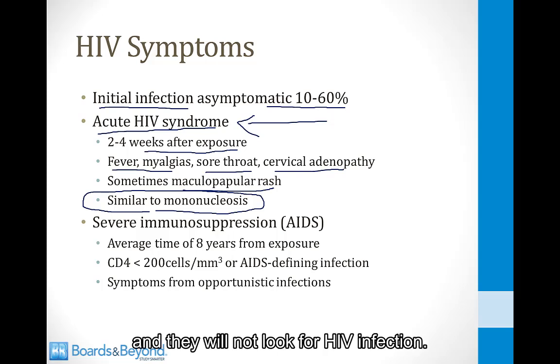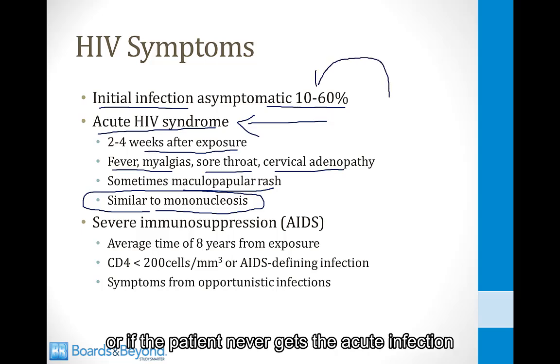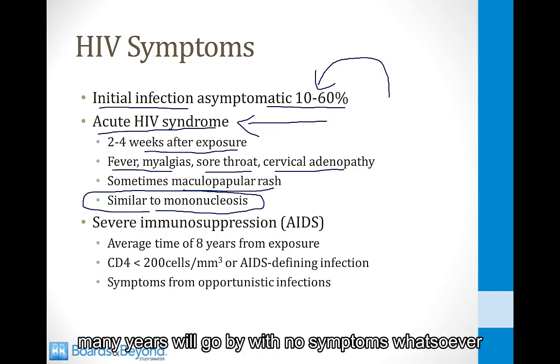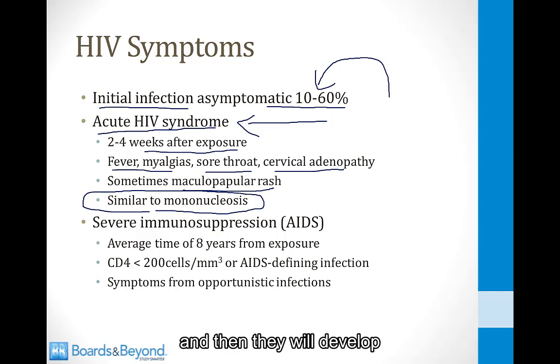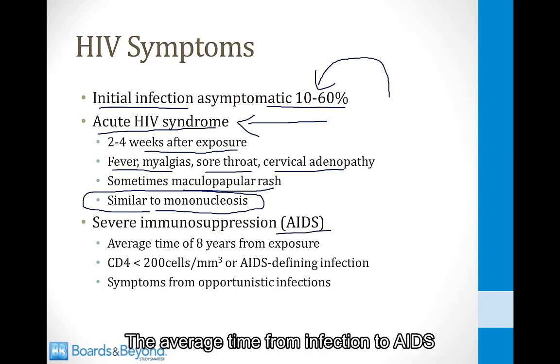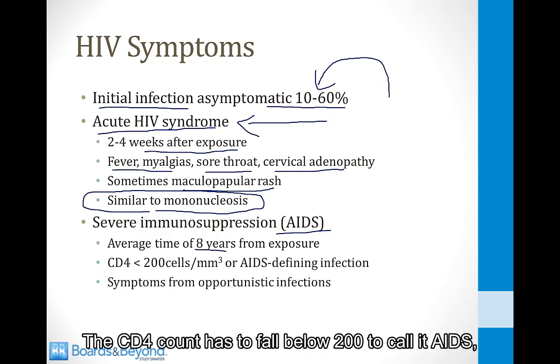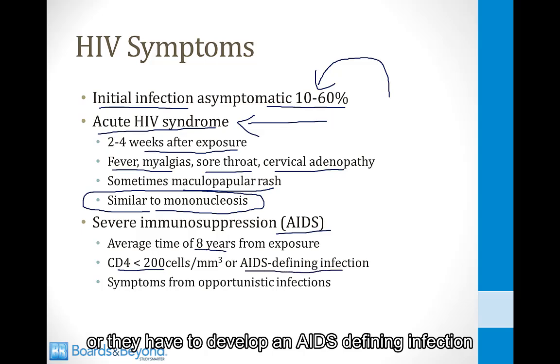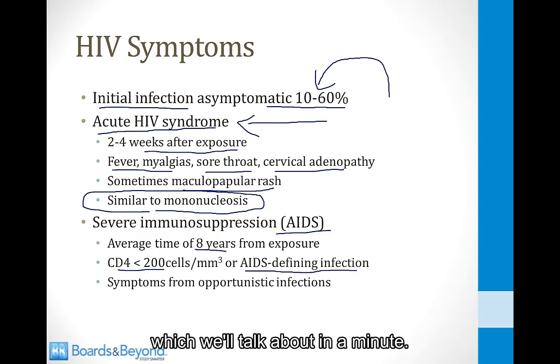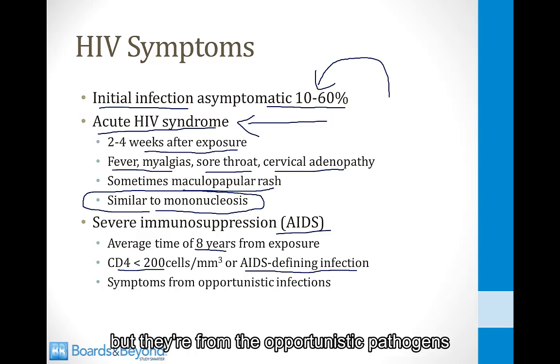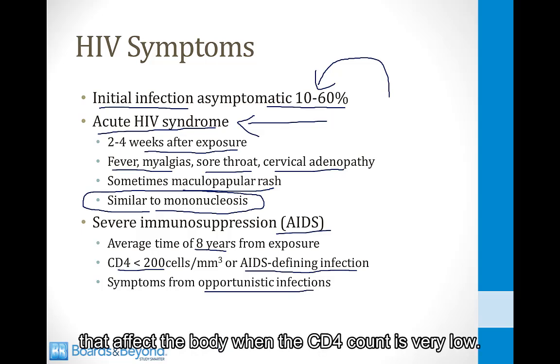for HIV infection. After the acute infection passes, or if the patient never gets the acute infection because they're asymptomatic, many years will go by with no symptoms whatsoever, and then they will develop severe immunosuppression and AIDS. The average time from infection to AIDS is about 8 years. The CD4 count has to fall below 200 to call it AIDS, or they have to develop an AIDS-defining infection, which we'll talk about in a minute. And once they reach the AIDS stage, the symptoms of the infection are not from the HIV virus, but they're from the opportunistic pathogens that infect the body when the CD4 count is very low.